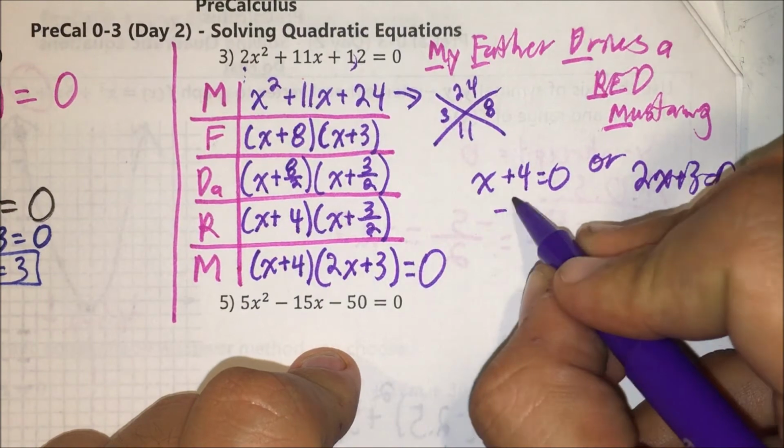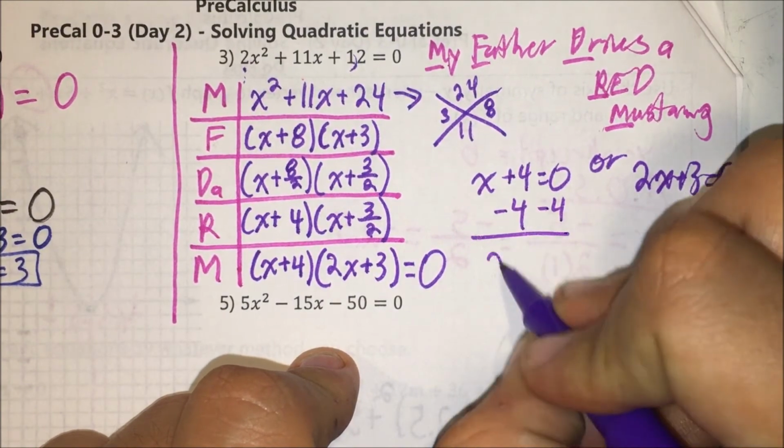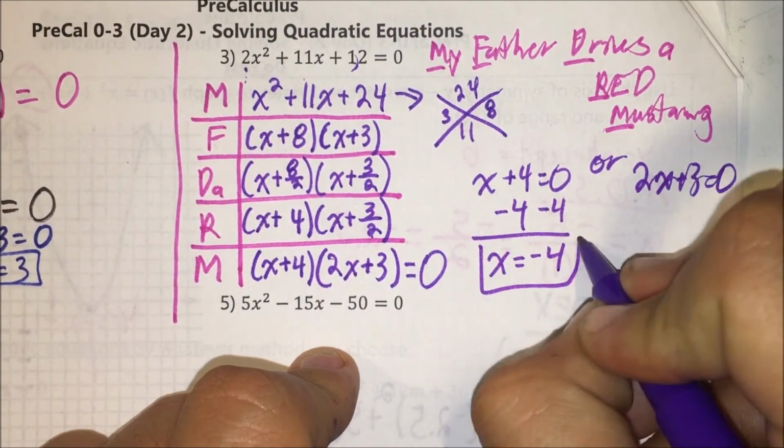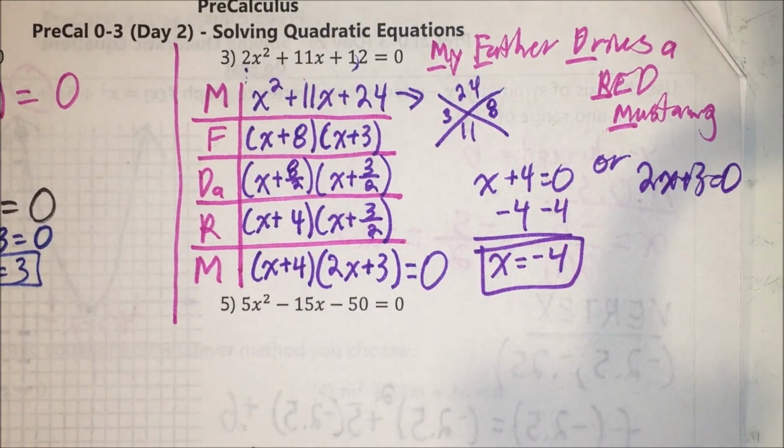And so the first one's easy. We just subtract 4 on both sides. That gives us x has to be negative 4.